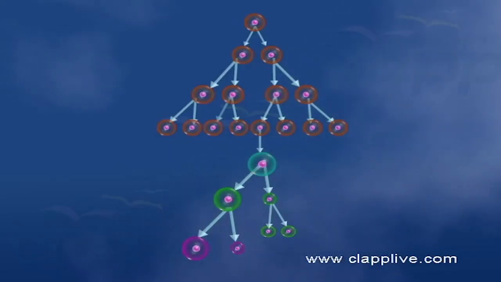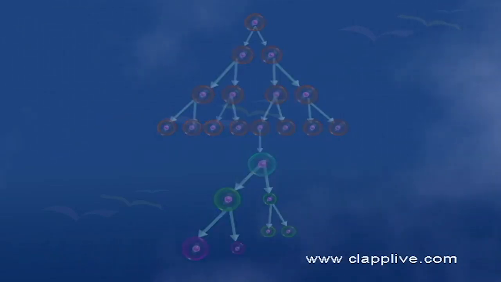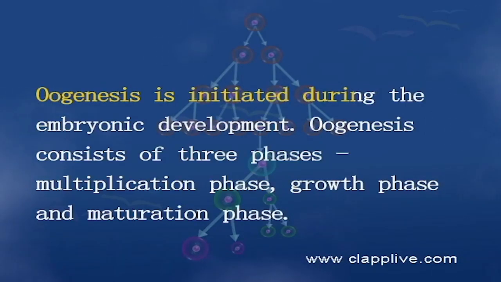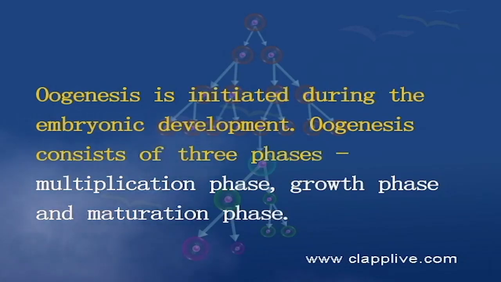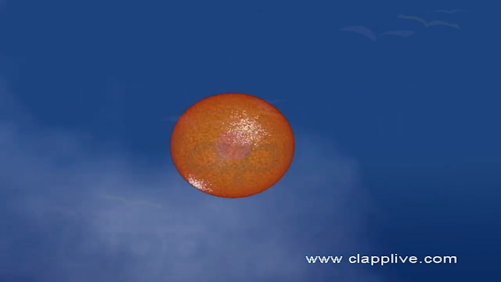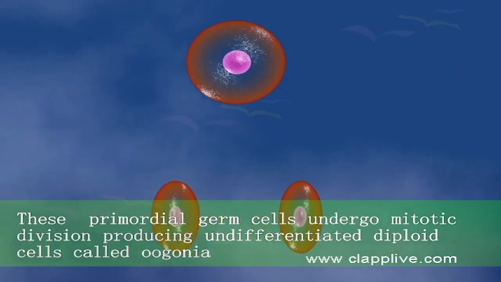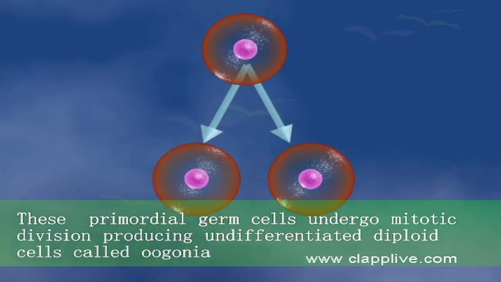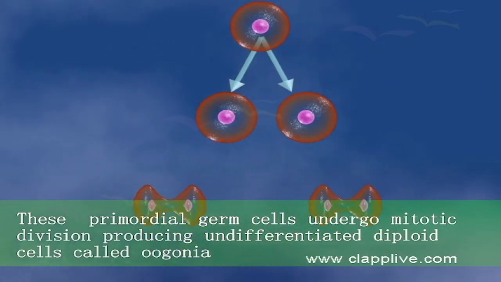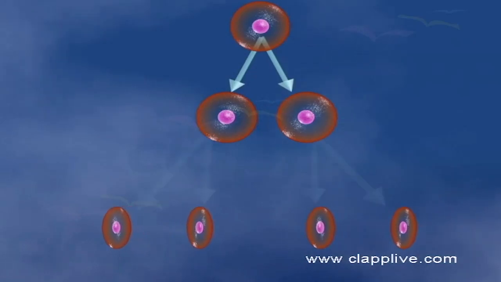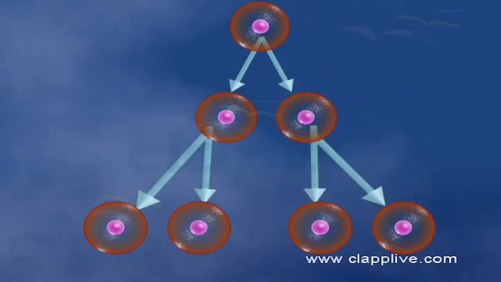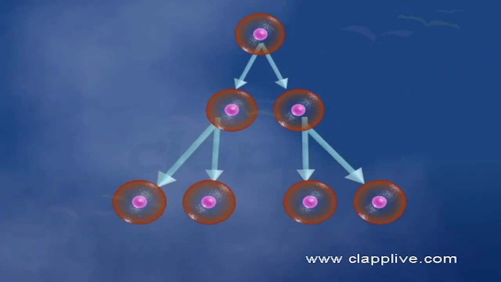Oogenesis. The process of formation of a mature female gamete, the ovum, is called oogenesis. This process is initiated during the embryonic development stage. Oogenesis consists of 3 phases: multiplication phase, growth phase, and maturation phase. During multiplication phase, the cells of germinal epithelium of fetal ovary undergo mitotic division, producing undifferentiated diploid cells called oogonia, gamete mother cells. Some of these cells grow and become the primary oocyte, which is diploid.